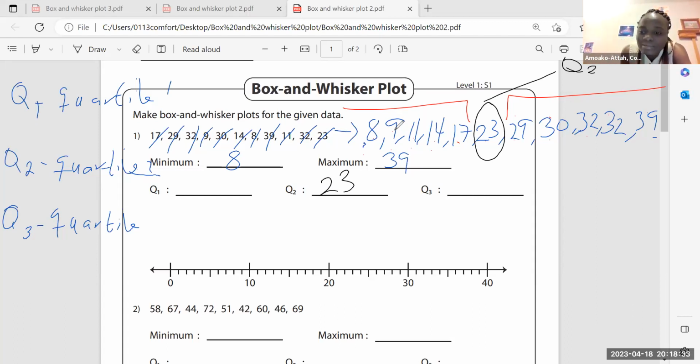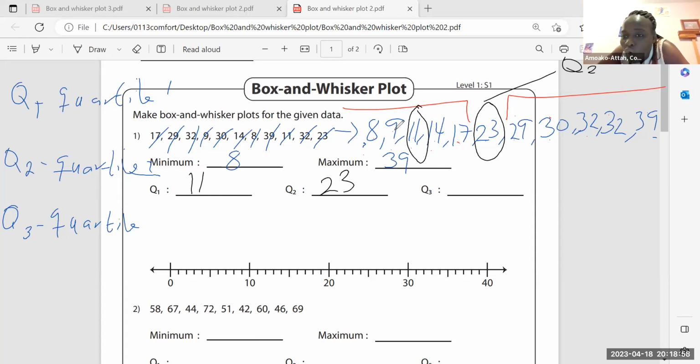Now, what is the middle number in there? We have 11 as the middle number over here, because there are 5, so it's 2, 2. So the middle number will be what? 11. So the middle number in the first half will be your Q1. So it means our quarter 1 will be what? 11. Now on the quarter 3, how do you also find that?